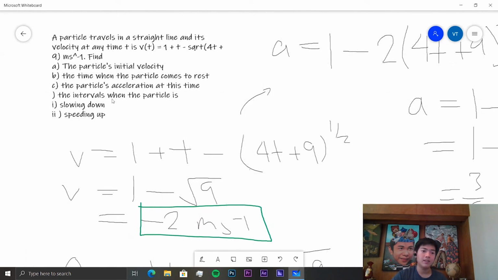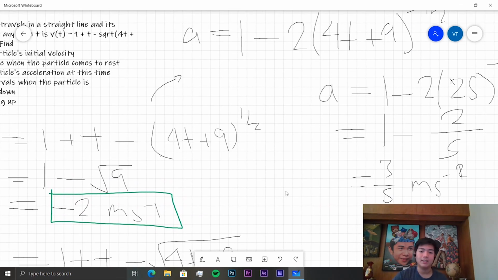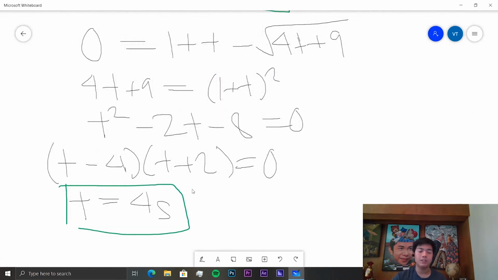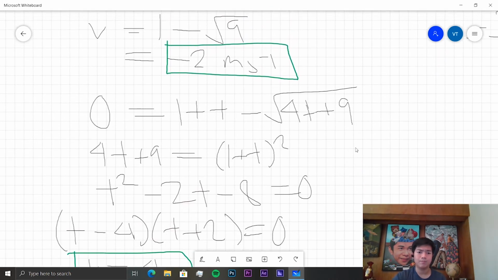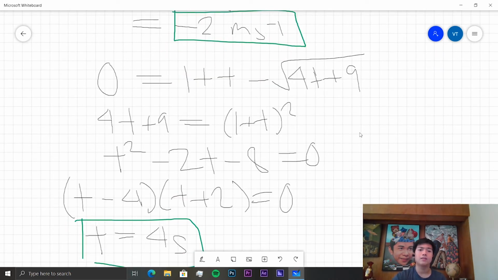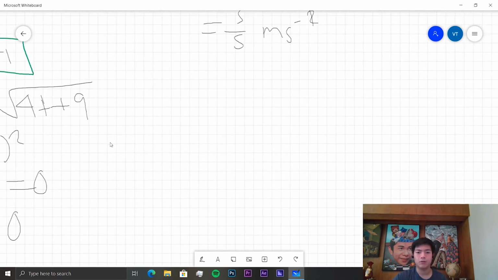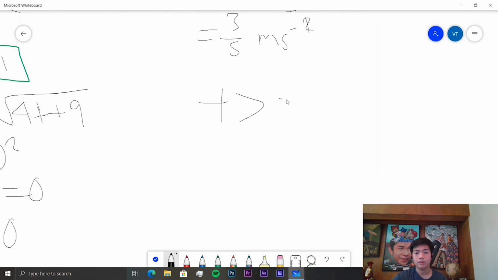And finally, we need to find the intervals where the particle is slowing down and speeding up. Okay. So we know that velocity reaches 0 once, so past t equals 4, velocity is positive, and before t equals 4, velocity is negative.